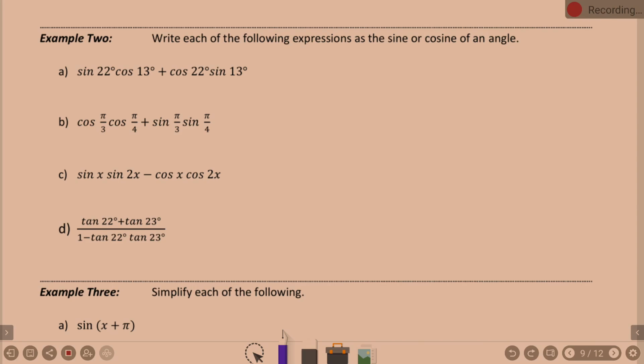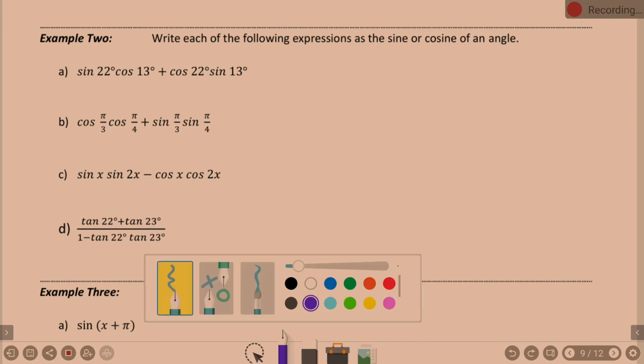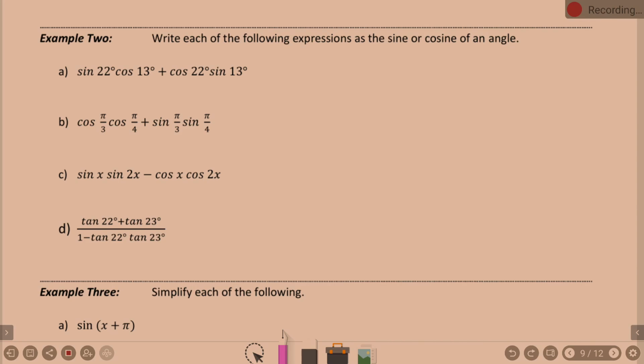The top one looks like sine. Does it have the form? Because if it's the form of sine, it's supposed to be what? Sine of x, cosine of y, plus cosine of x, sine of y. Does that fit? Yeah. Okay, that fits right there.